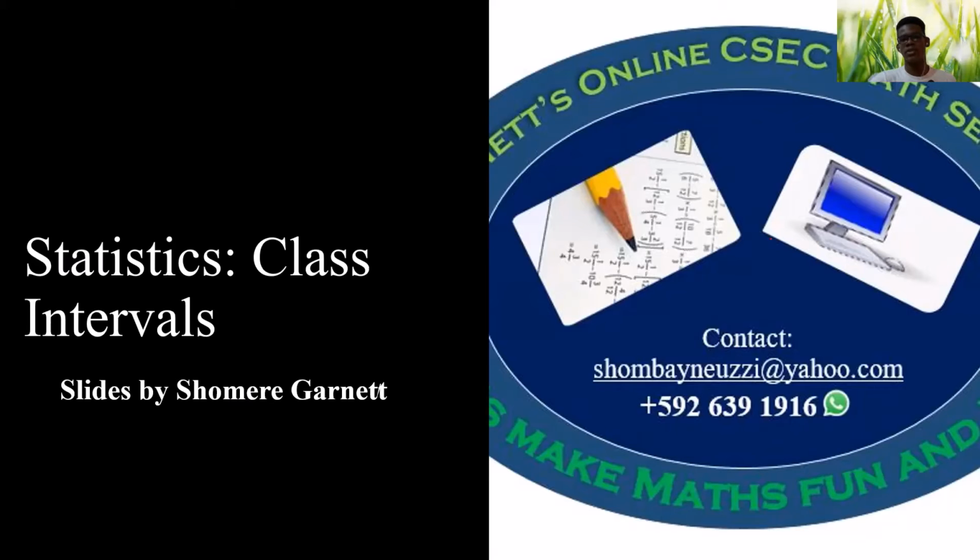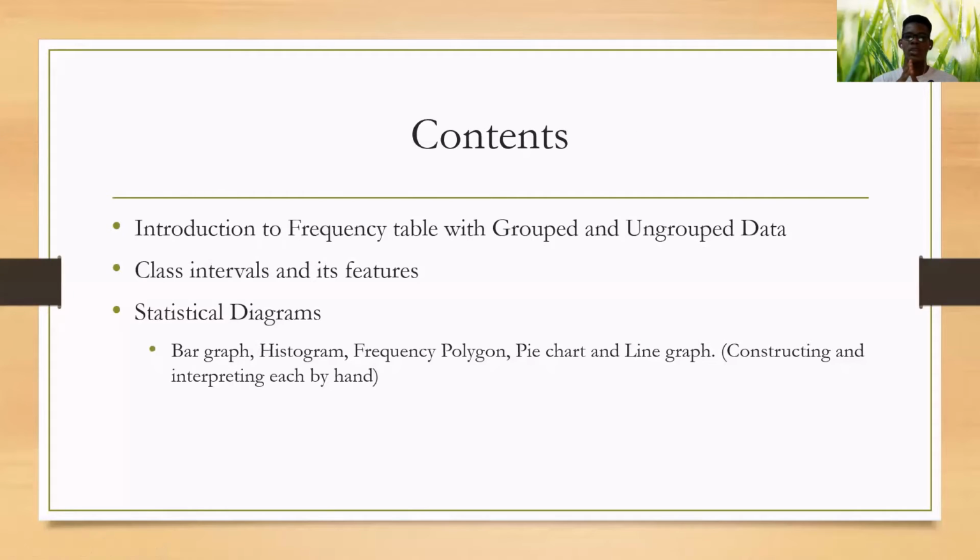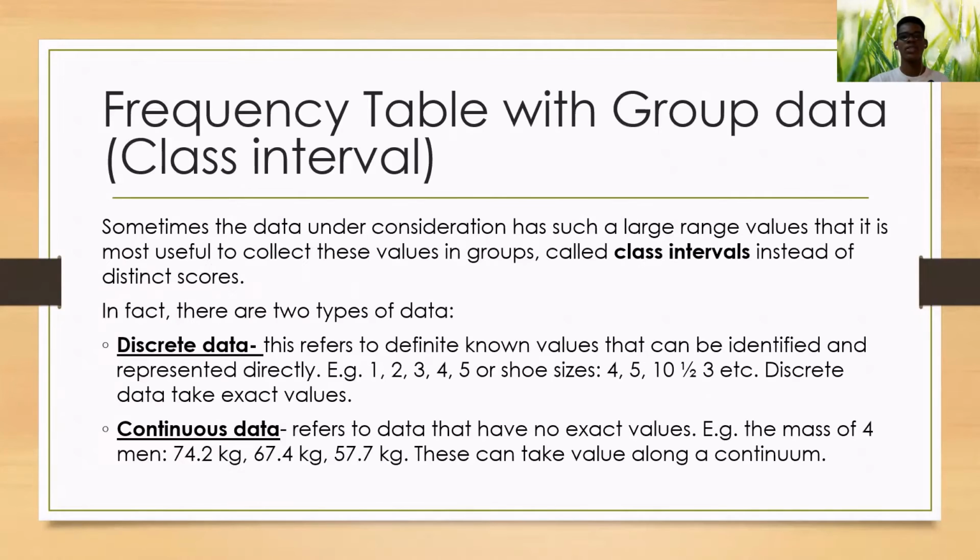Now, class intervals, like I've been mentioning when we are looking at frequency tables, it's basically you grouping data, right? You're grouping data according to a specific class. Now, so frequency table with group data, from what we understand, is basically when we group the data set.